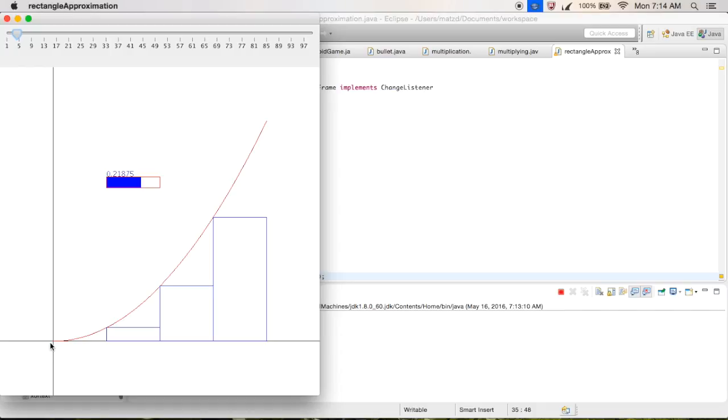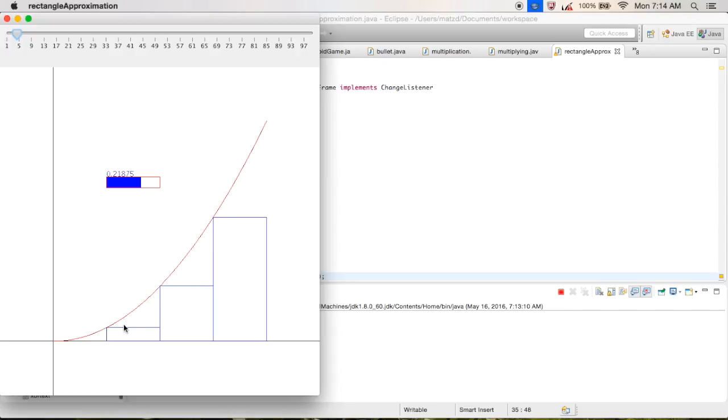So here it's 0, here the height is 1/4 squared, so it's 1/16. Here it's 2/4 squared, so it's 1/4, and so on. And the area of the rectangle is that base times the height. And so you can just sum up the area of these rectangles and get an approximation for the area under this curve.